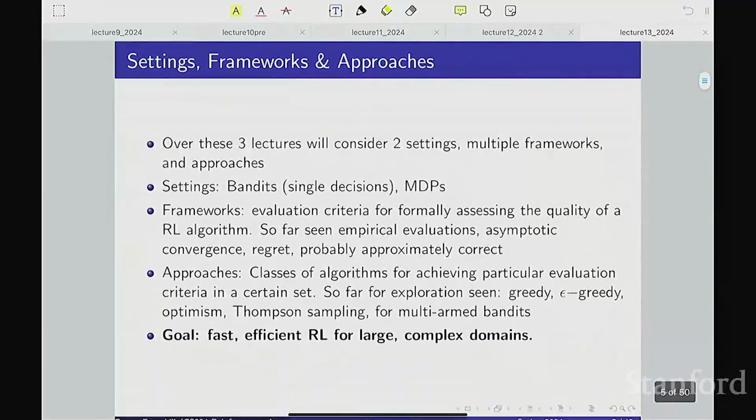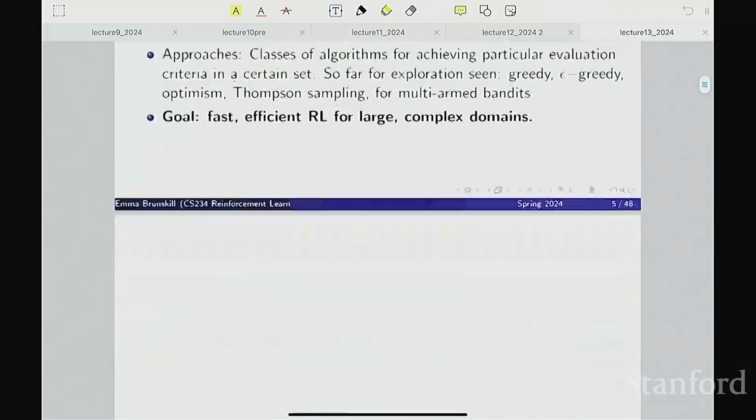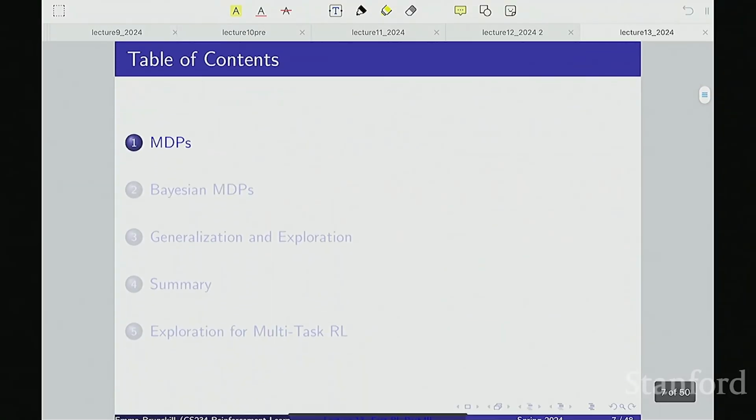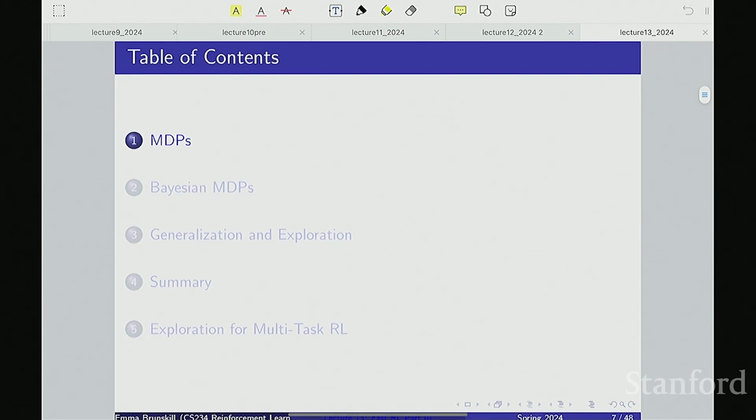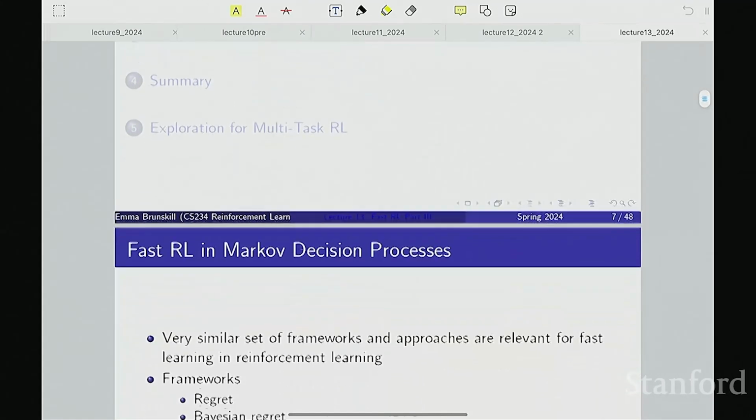All right, so just to remind ourselves about where we are, we've been thinking about different frameworks for evaluating the correctness of algorithms and how efficient they are at learning and making decisions. And so far, we have focused mostly on bandits, which is this much simpler version of reinforcement learning where the decisions we make don't affect the next state. So we saw how to do that for both standard bandits and Bayesian bandits. And today we're going to start to lift all those ideas up to Markov decision processes.